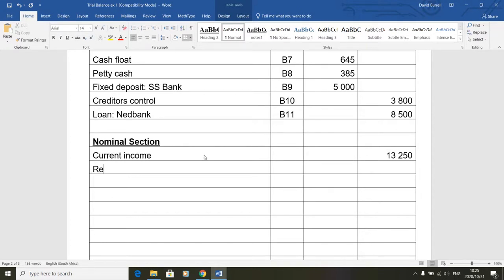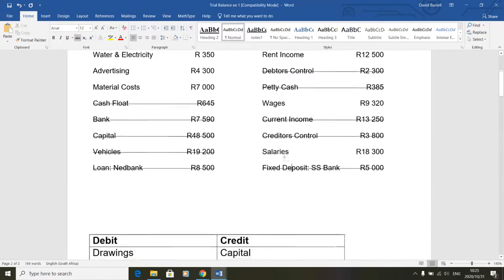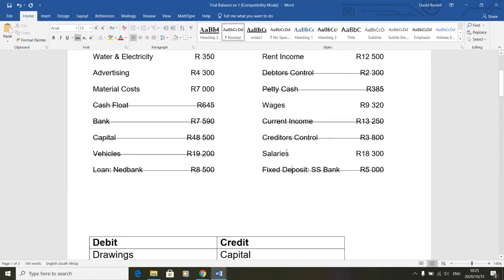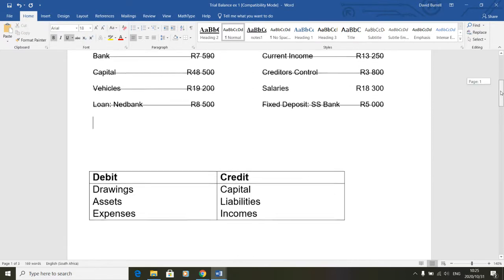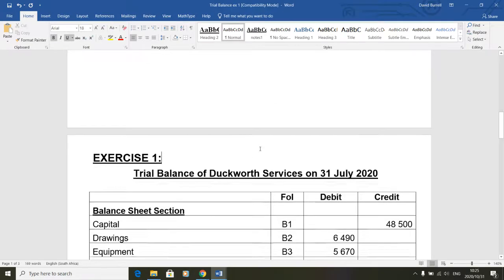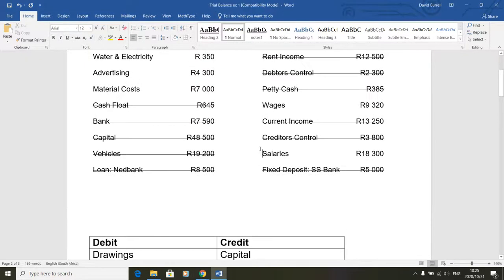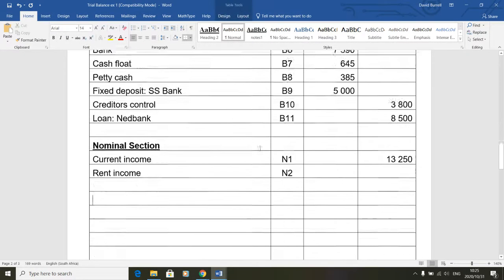And then we did have some rent income. So those will be your first nominal ones, N1, N2, etc. Let's just go and check what the rent income amount was. There it is. It's up there, 12,500. So I'm just going to go and cross that out. So all the incomes are going to have credit totals over there. What was it? 12,500.